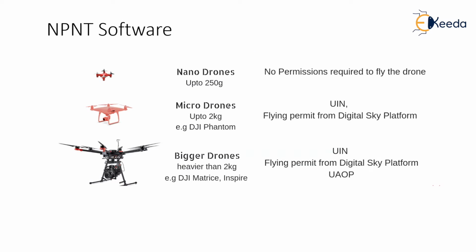NPNT software. NPNT, or No Permission No Takeoff, is a software program that enables every RPA except Nano to obtain valid permissions through the Digital Sky platform before operating in India. This has become a requirement now by the government. NPNT requires all manufacturers to implement firmware and hardware changes that only allow flights authorized by DGCA to physically take off. No drone will be able to fly without first specifying to the DGCA its intended flight envelope, time of flight, and pilot credentials.